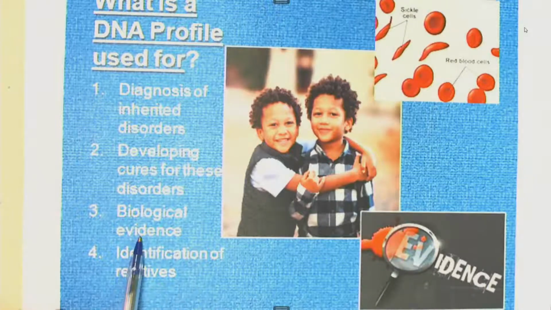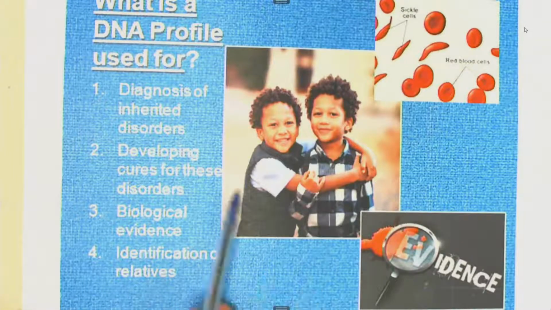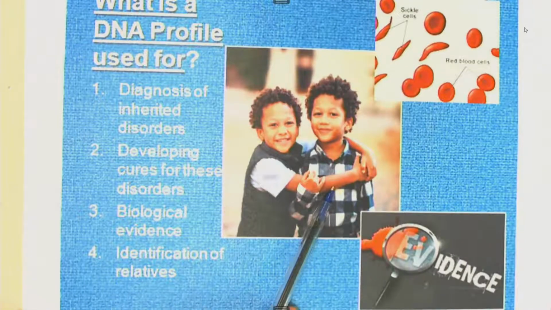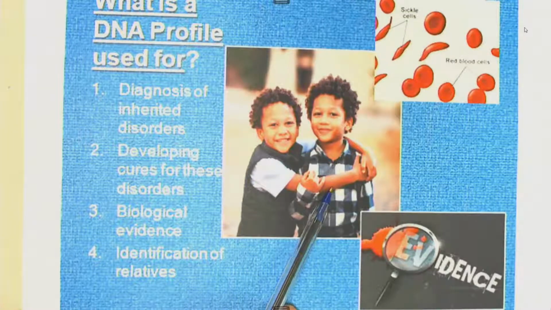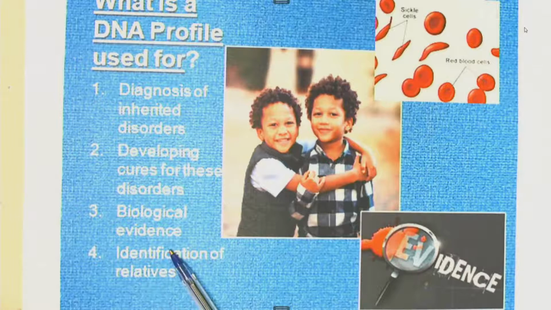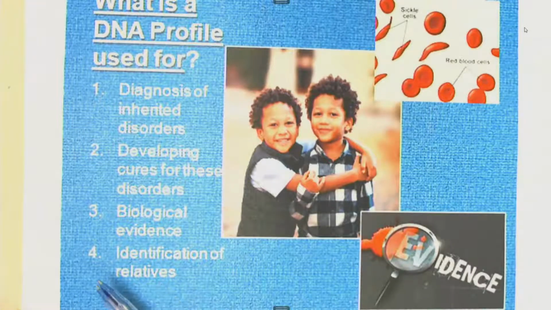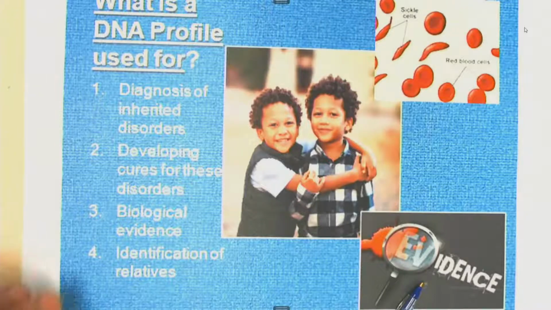Then thirdly, it can be used as biological evidence. I said to you now, these guys are twins, so we will find that their profile will be similar. They will have the same DNA, but we can also use it in identification of relatives. In other words, we find a body and people don't know, they need to identify this body, then they can use the DNA profiling method. And then obviously, like we spoke about now, we use it a lot for evidence.